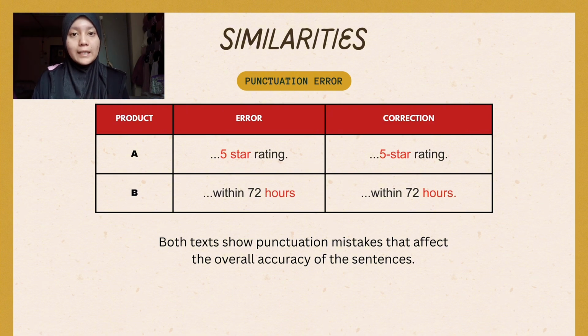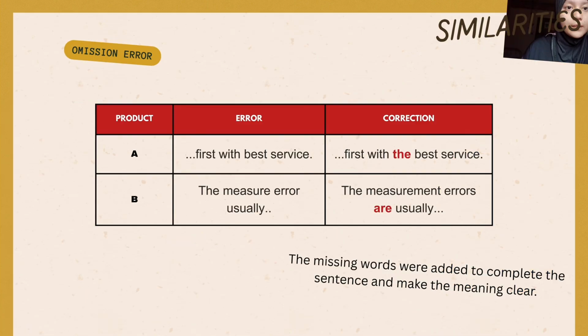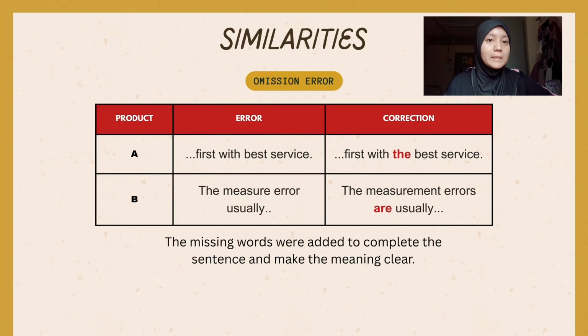The second one is within 72 hours. We added a period or a full stop after 72 hours, because every complete sentence needs a proper punctuation at the end. Now let's focus on omission error. So the missing words were added to complete the sentence and make the meaning clear. So for example, in first with best service, we added the to specify it is the best service. In the second one, we added are to maintain clarity of the sentence, so that it is grammatically correct and clear. Also, it is easy to understand.